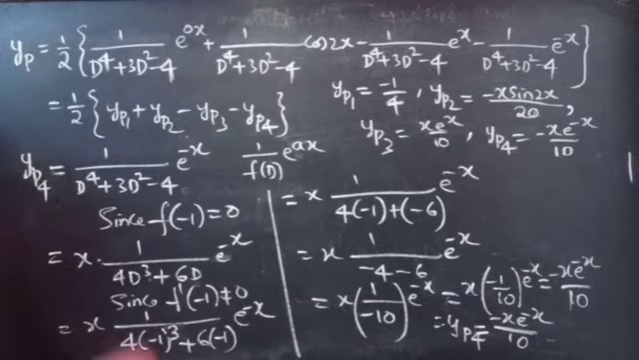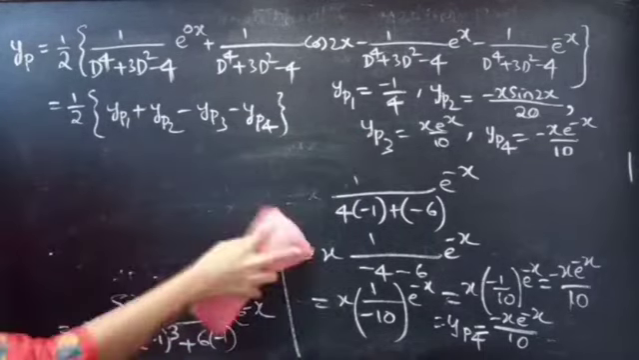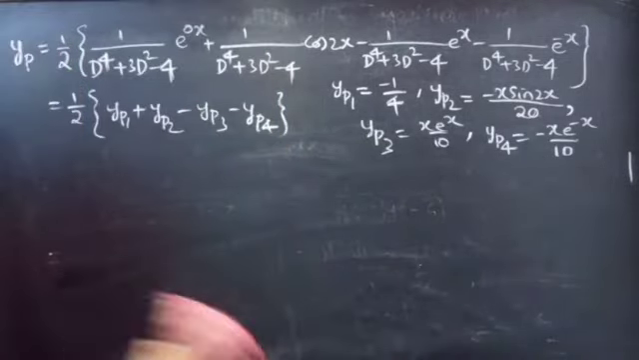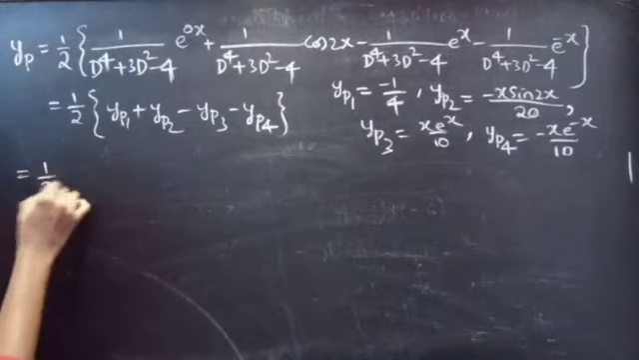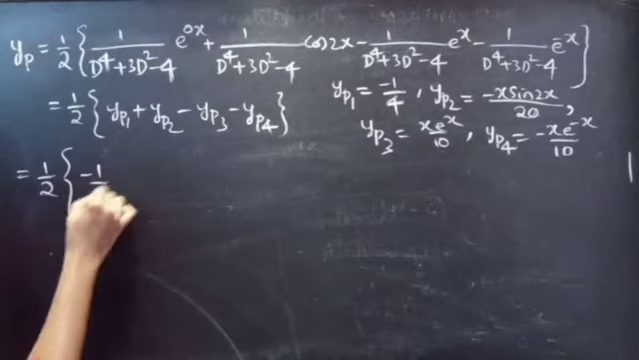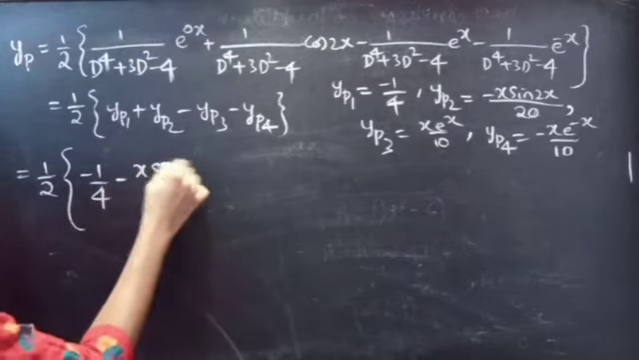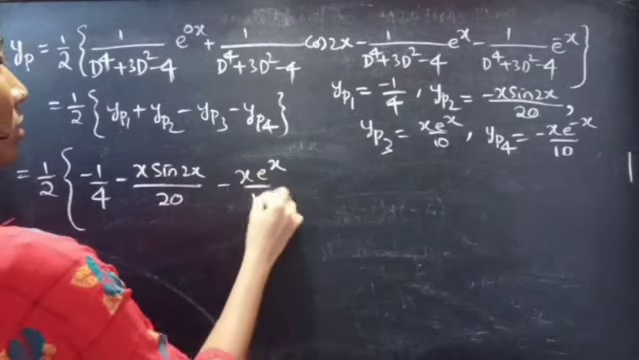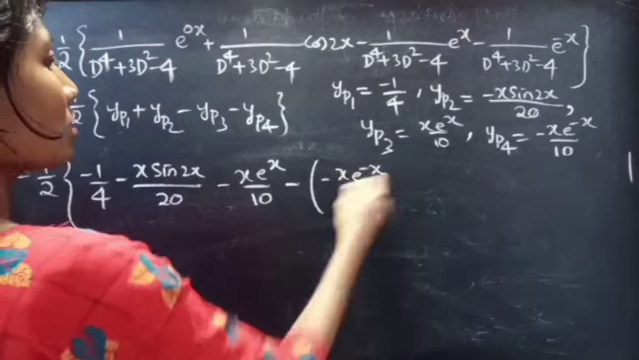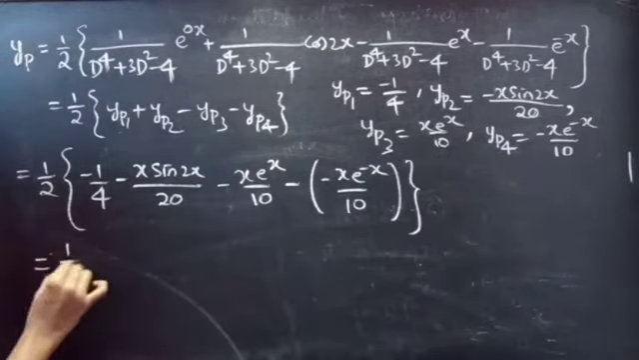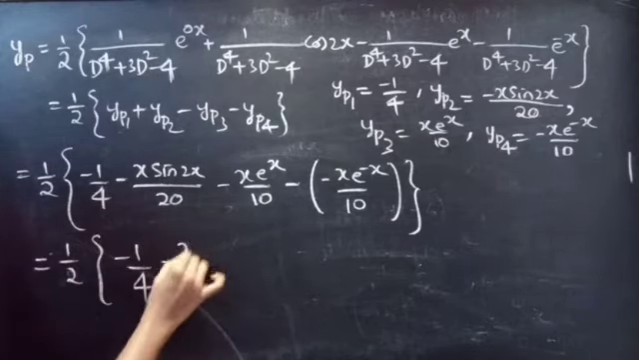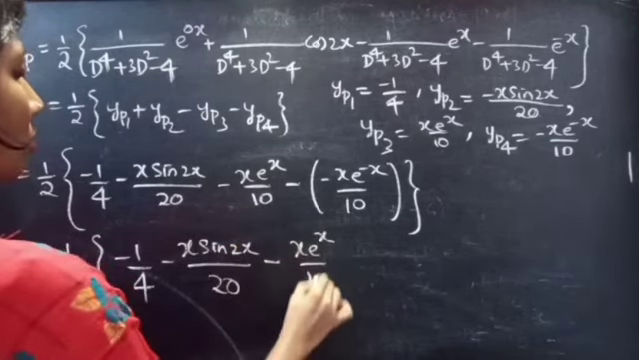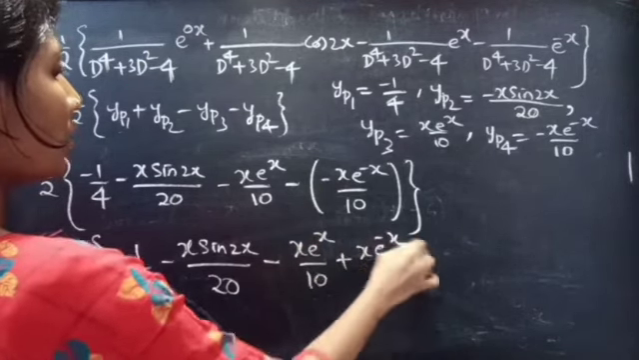Now coming to yp. Now replace yp1, yp2, yp3 and yp4. This becomes 1 by 2 into yp1 we have minus 1 by 4, and yp2 minus x sin 2x by 20, minus yp3 minus x e power x by 10, minus yp4 minus x e power minus x by 10, right? Is equal to 1 by 2 into minus 1 by 4 minus x sin 2x by 20 minus x e power x by 10 minus to minus plus x e power minus x by 10.